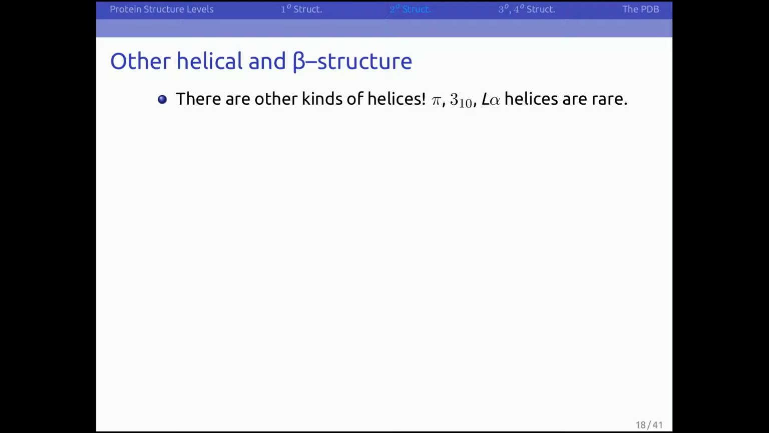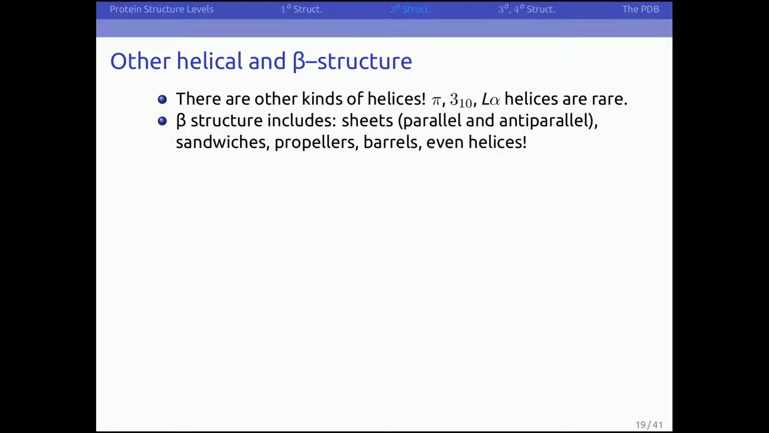You have pi helices. You have what's called 3-10 helices, which are extremely rare. And you also have left-handed alpha helices, where the rotating pattern itself is going in the other direction. So those are extremely rare. And beta structure is actually very, very complicated and very diverse. So you can have sheets. We've seen one kind of beta sheet, but you have 2 kinds of sheets. You have parallel and anti-parallel. You have beta sandwiches, beta propellers, beta barrels, and you also have beta helices.